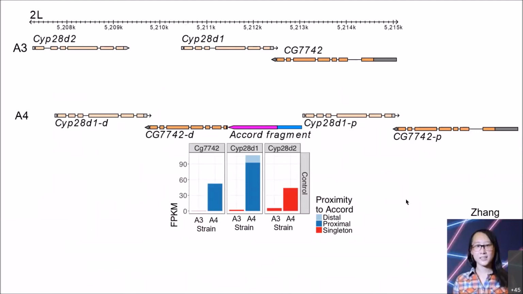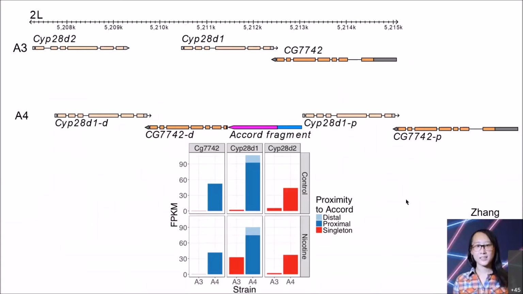And also the genes flanking it, CG7742 and CYP28D2, are much more highly expressed in A4, but not in the strain that lacks the duplication and the Accord fragment, A3. If you go on to the next slide, you'll see that under nicotine conditions, A3 does in fact induce the cytochrome P450, but it does not induce the surrounding genes.